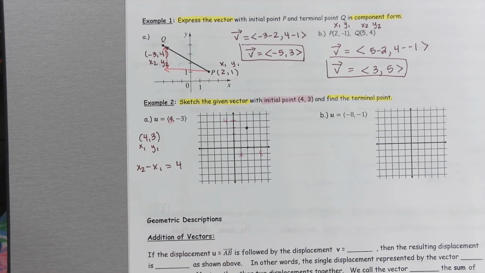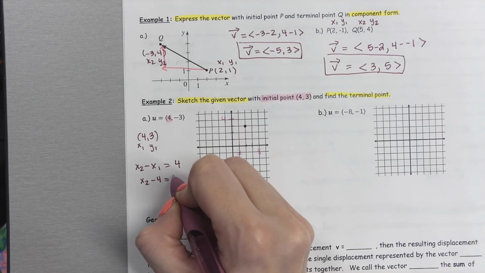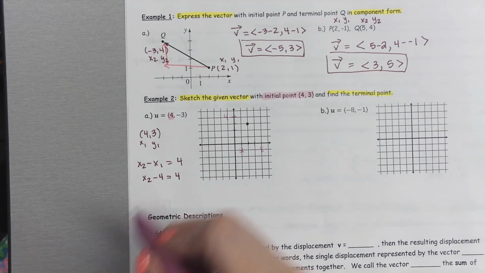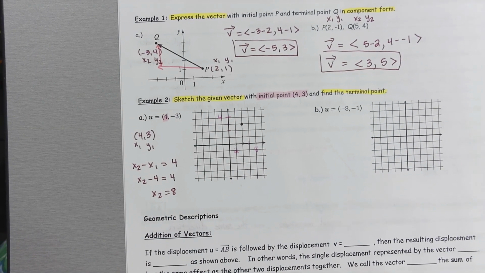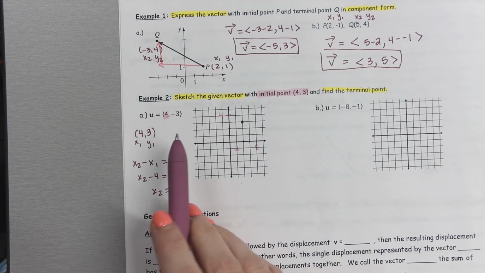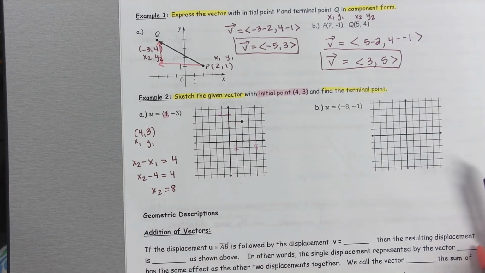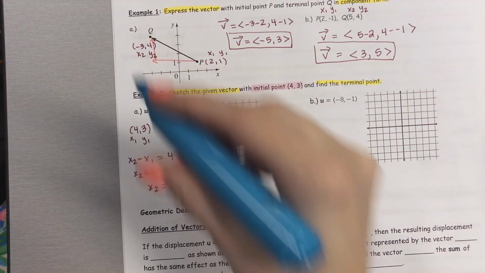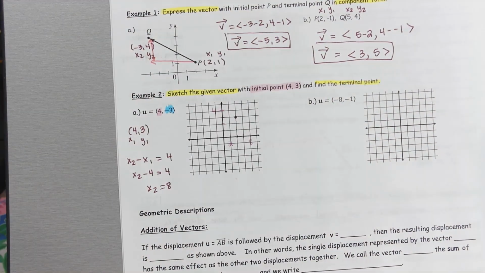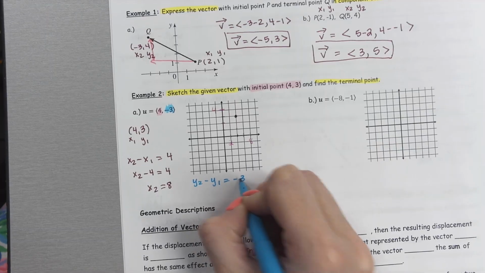Okay, and if you're given the initial point, you can just plug that in and solve. So your x2 would be 8. Which again, if you plot this, which I'll show you in a second, you'll get the same thing. And then for the second one, you can solve with algebra. So you know that y2 minus y1 is equal to negative 3.